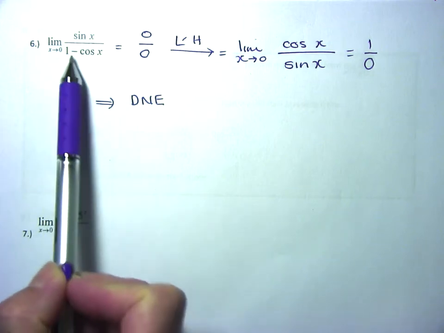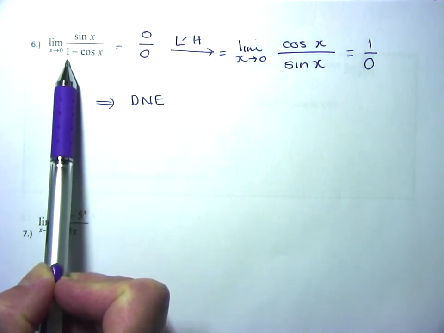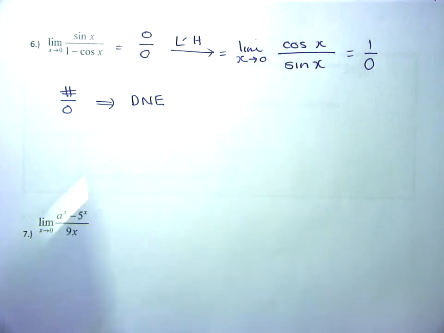So we started with a negative cosine. Yes, the derivative of cosine is negative sine, times the negative that was already outside of it, became positive sine of x. Okay.